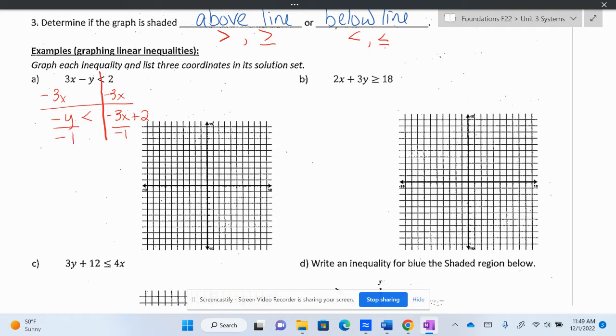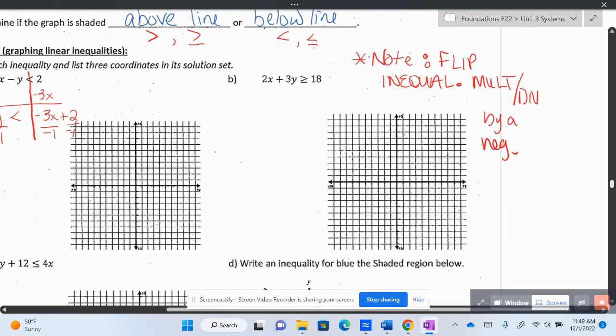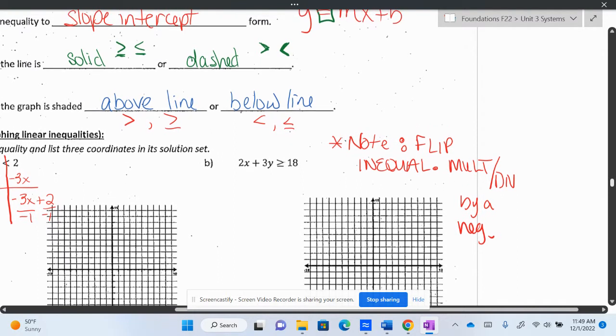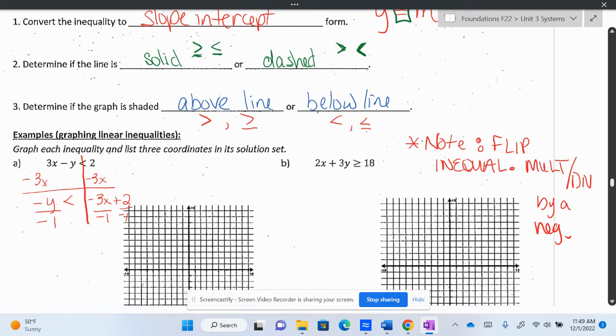Divide by negative 1. Uh-oh. So what's the rule? There's a special rule about that. What is it? You flip the inequality whenever you multiply or divide by a negative. Yes. So you flip the inequality whenever you multiply or divide by a negative.